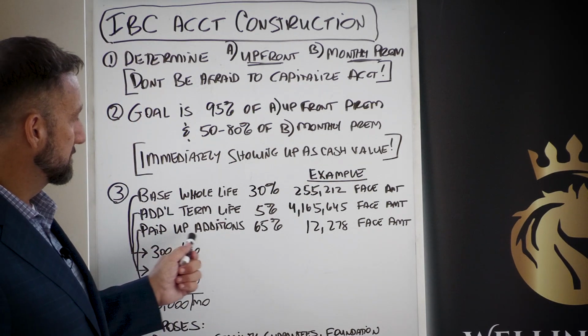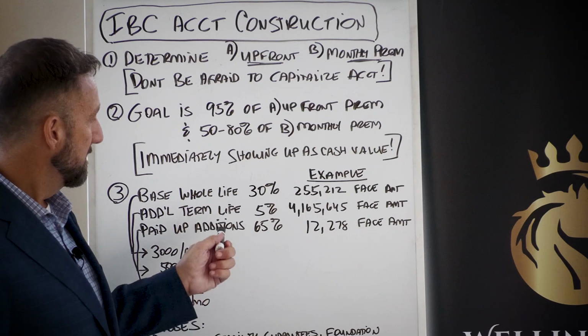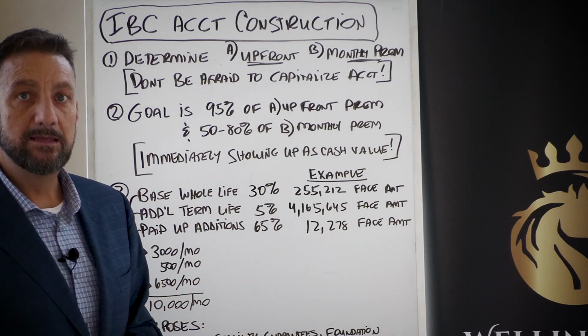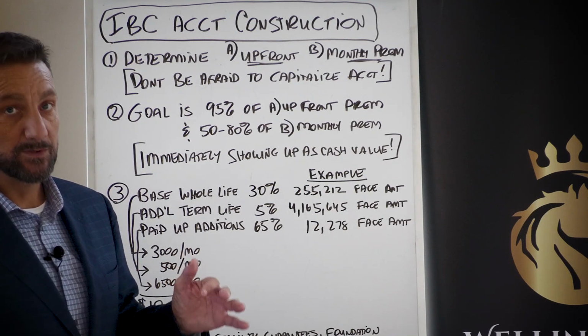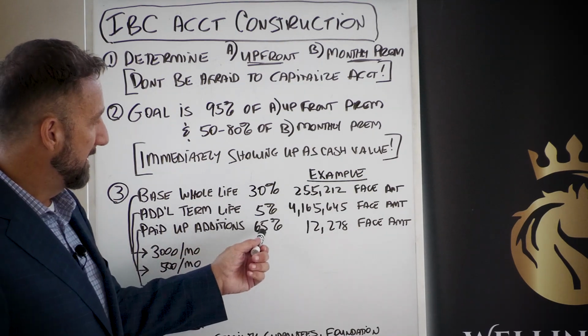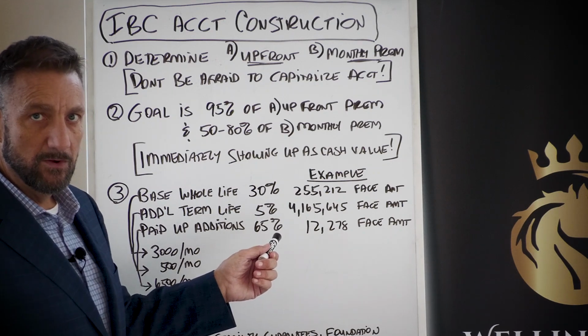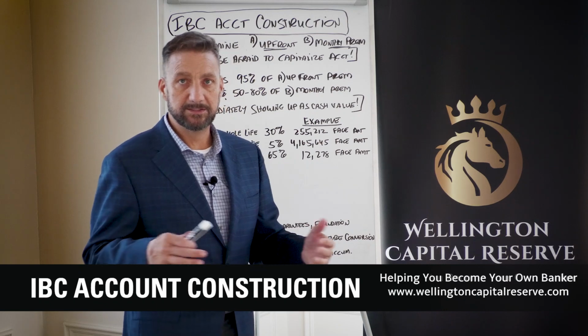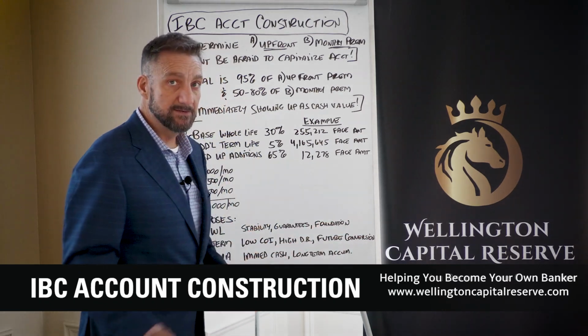And then thirdly, there's a component called paid up additions. This is the secret sauce, if you will. This is what must be present in a privatized banking system for it to work properly. And we want about 65% of all the premium dollars going here. That also has a face amount that'll be attached to it. It'll be a smaller one, but it does have a face amount.